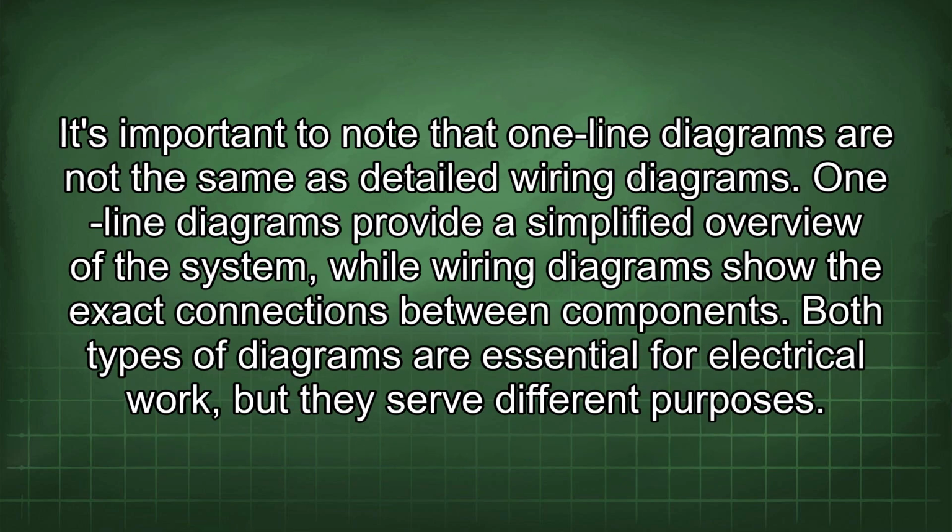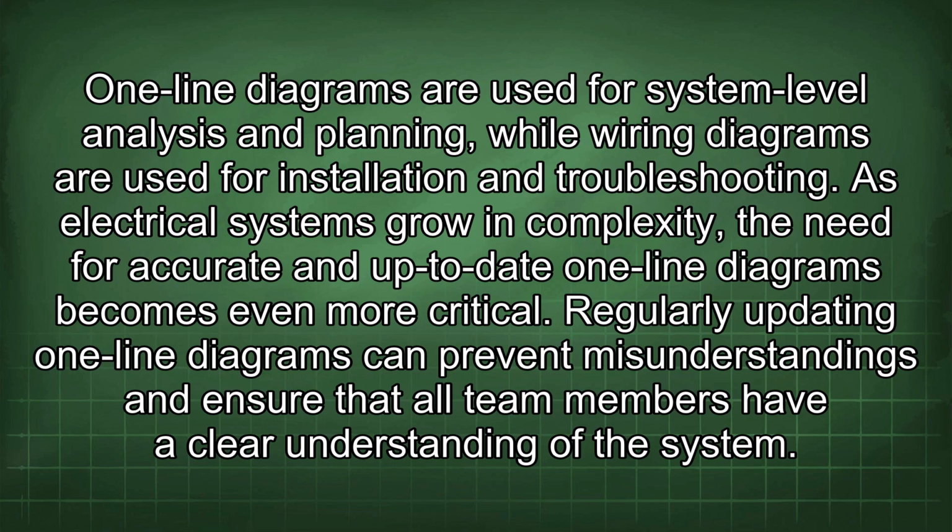It's important to note that one-line diagrams are not the same as detailed wiring diagrams. One-line diagrams provide a simplified overview of the system, while wiring diagrams show the exact connections between components. Both types of diagrams are essential for electrical work, but they serve different purposes. One-line diagrams are used for system-level analysis and planning, while wiring diagrams are used for installation and troubleshooting.